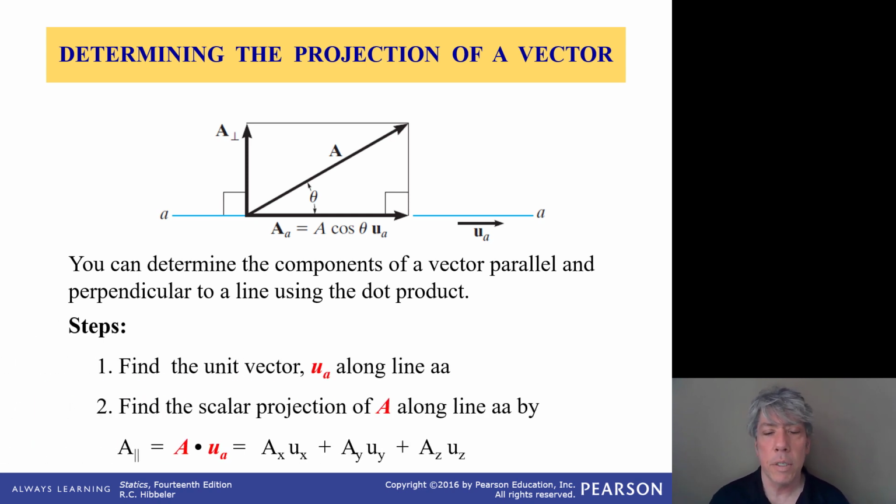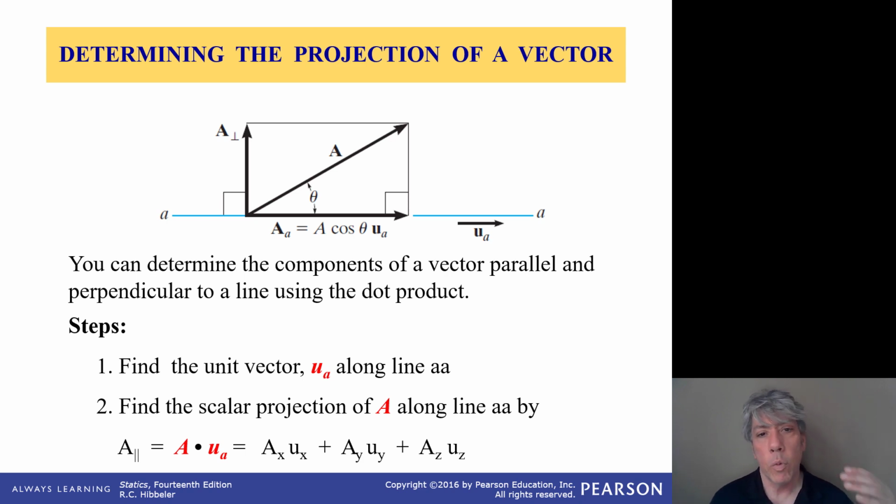The first thing to do is to find the unit vector that points along the direction where you want the projection, so along AA. After you've got that unit vector, all you have to do is take the dot product between the vector A and the direction u sub A. Unfortunately, they called it AA. I wish they'd called it XX or something different, because it's a little confusing between the capital A and the lowercase a. There's no real relationship except that we're trying to find the projection of vector A onto line AA. Maybe they could have called it QQ or something.